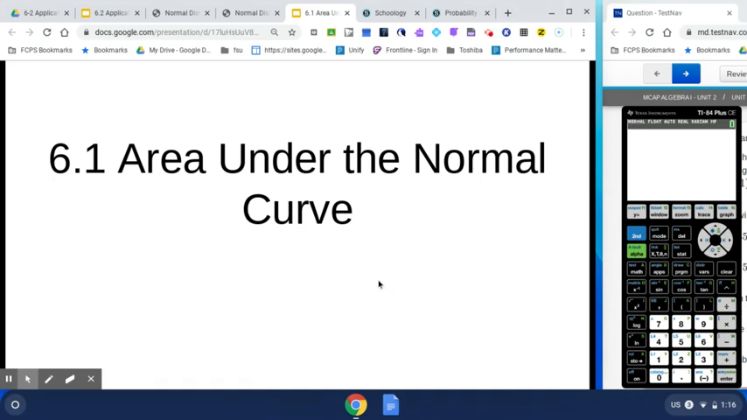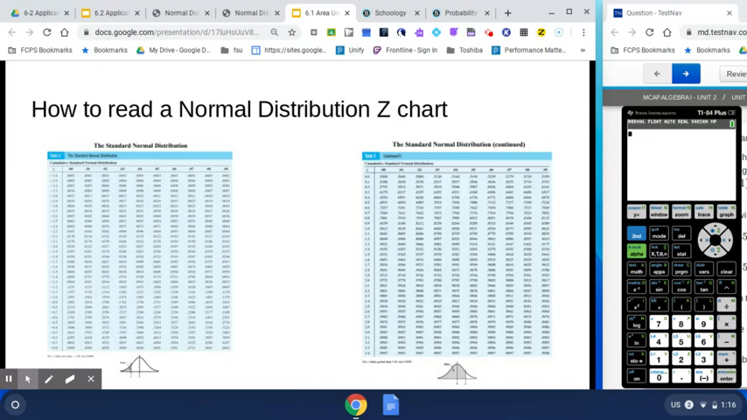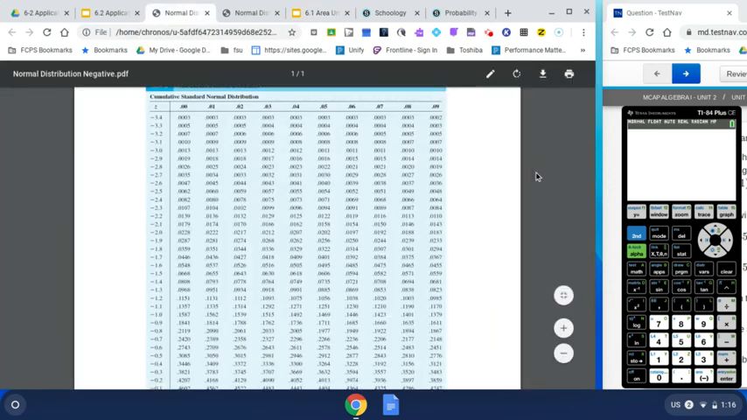In this lesson, we're going to be learning how to find area under the normal curve. There are two standard normal distribution charts that we're going to be utilizing, the negative and the positive. If we zoom in on one of these, this is the negative one.